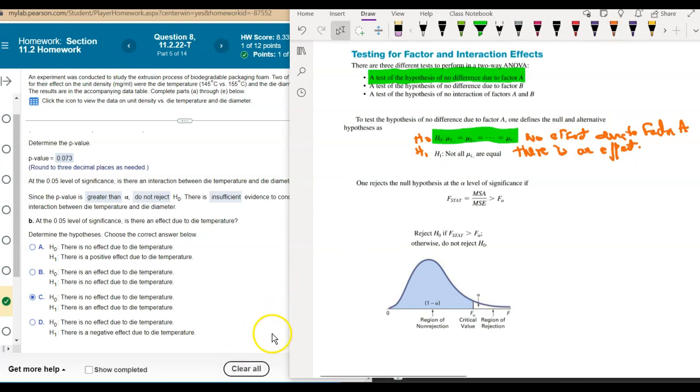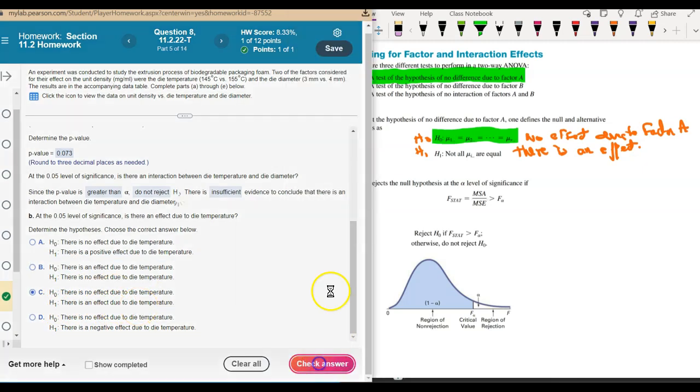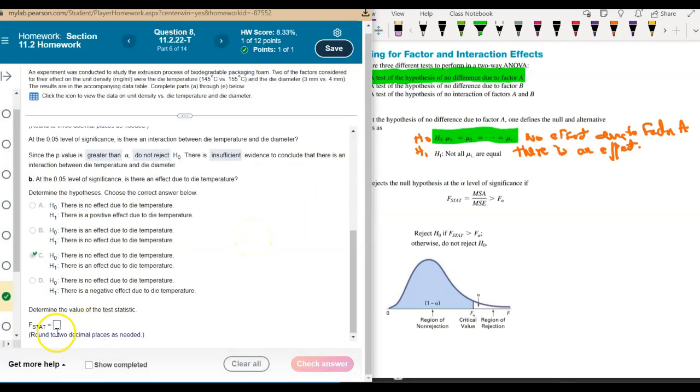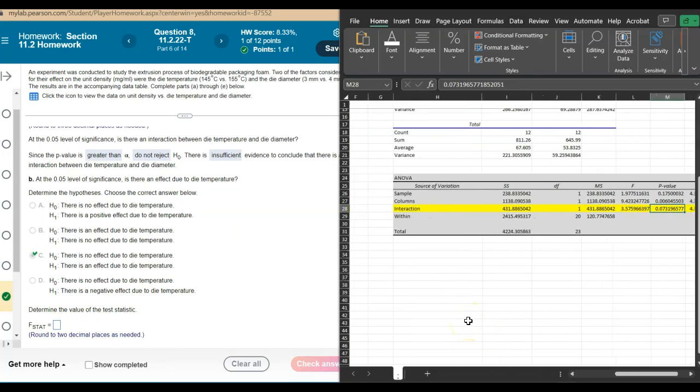The values right now, you should get them from Excel. So let's go back to Excel. Yeah, I didn't select this one. So for this one, the best choice is there is no effect because all the means are equal, and there is an effect due to temperature, and that will be your choice, right? So you check it, we're good, and we're going to do the same thing, the F statistic. The F statistic will be from here.